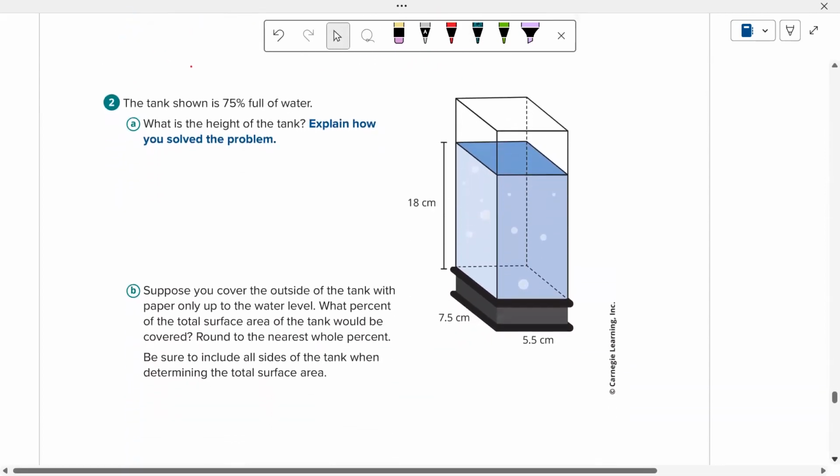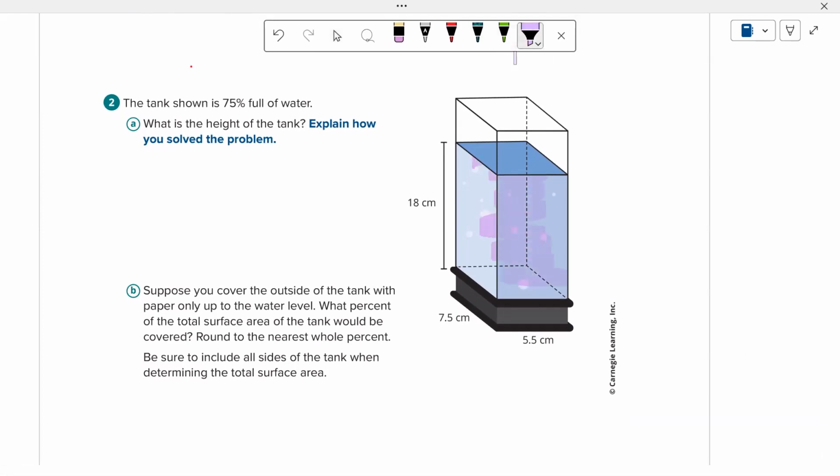The tank shown is 75% full of water. So all of this little water in here is about 75% full. That's 75%. What is the height of the tank? So they want to know the height.